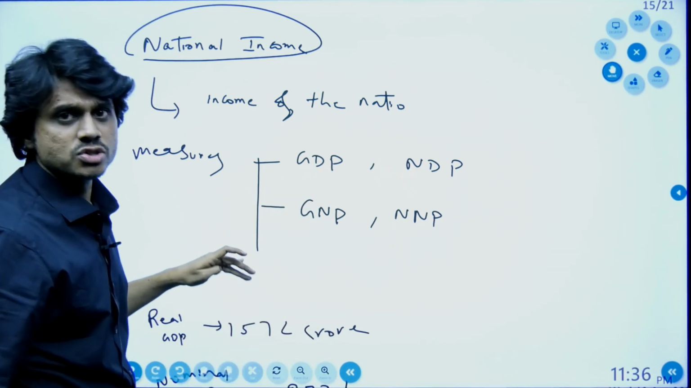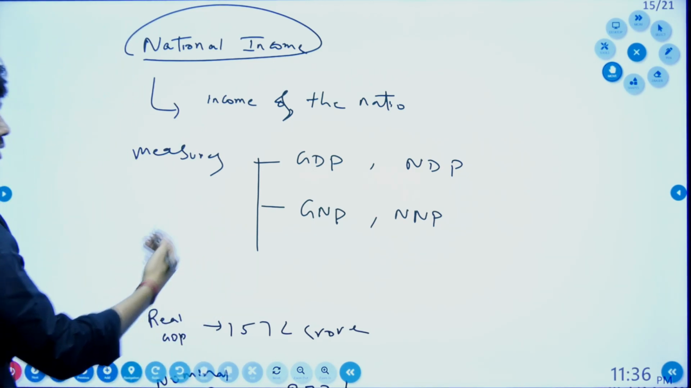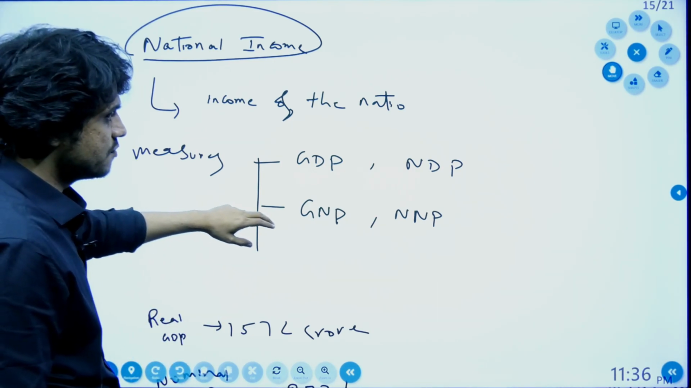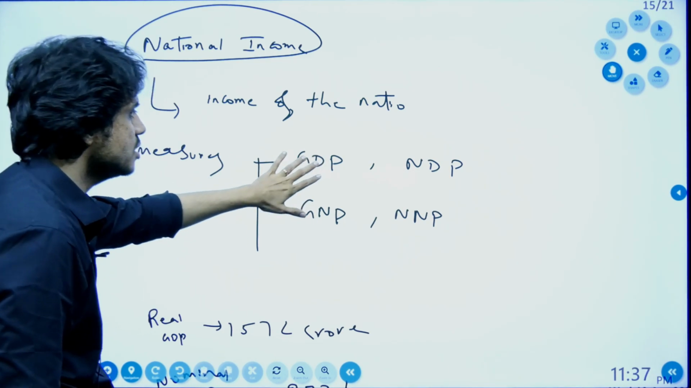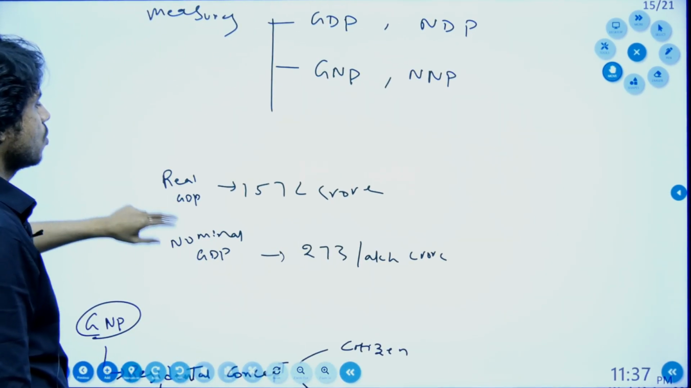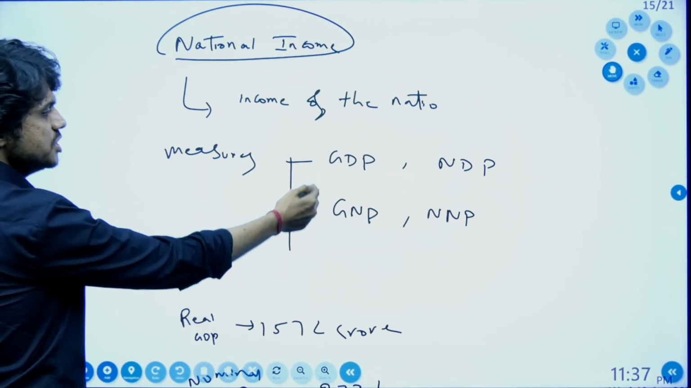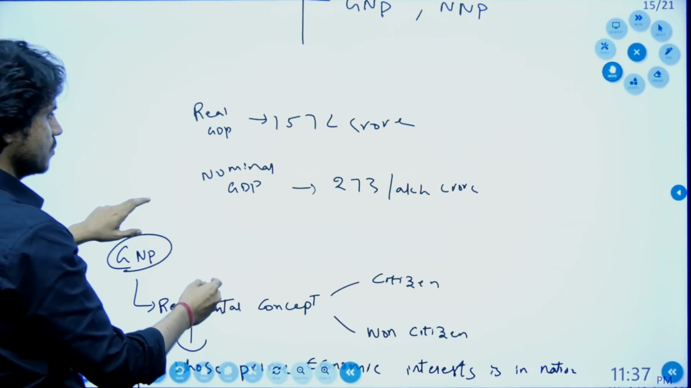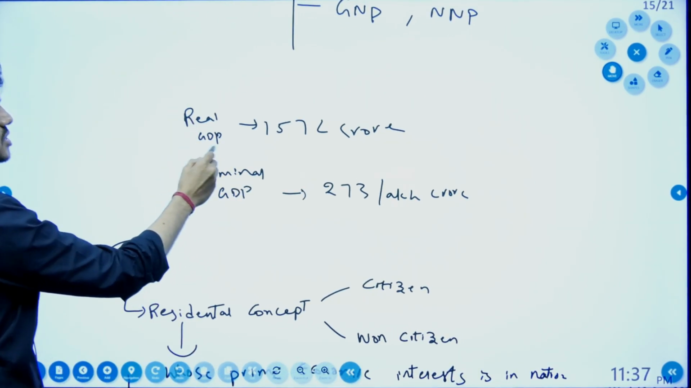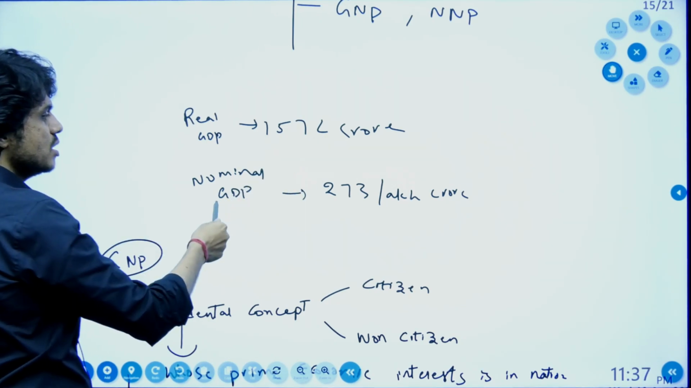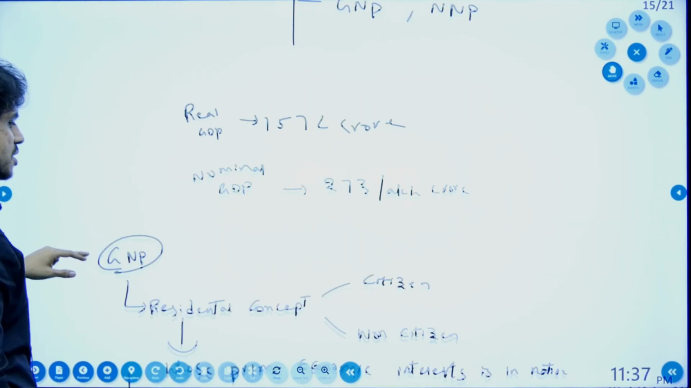In your previous year questions, UPSC prelims questions, it is different because that is the old concept. Now they are using the GDP at the market price. Before getting into this, what GDP and GNP are, let me add some facts. The real GDP is at 157 lakh crore and the nominal GDP is 273 lakh crore.